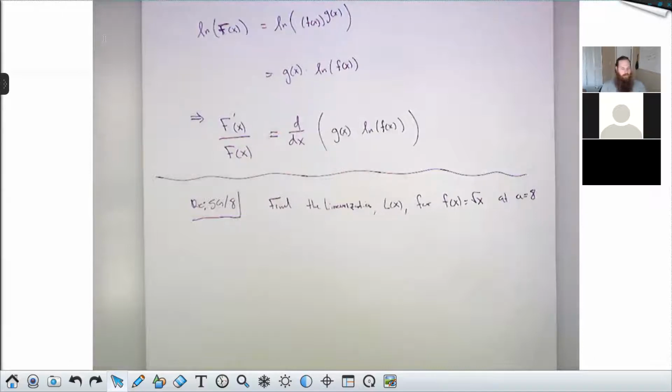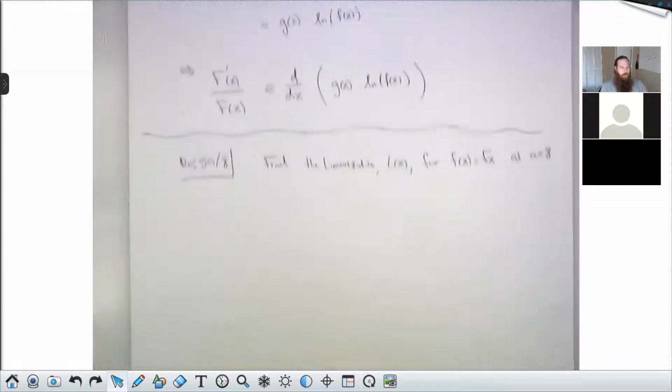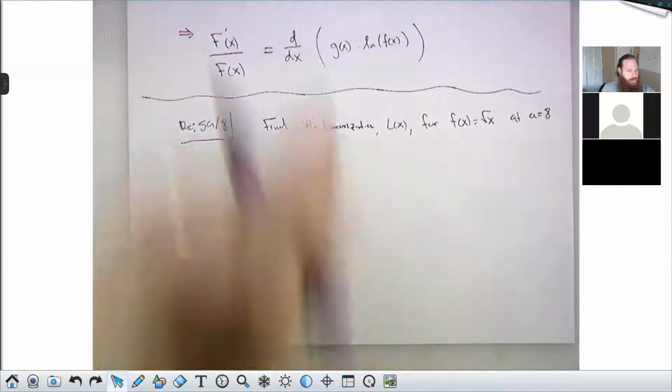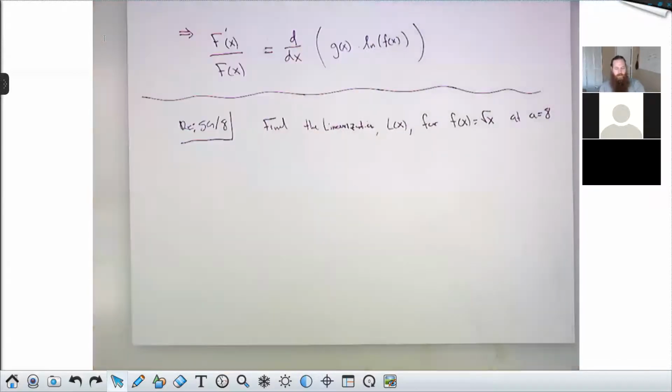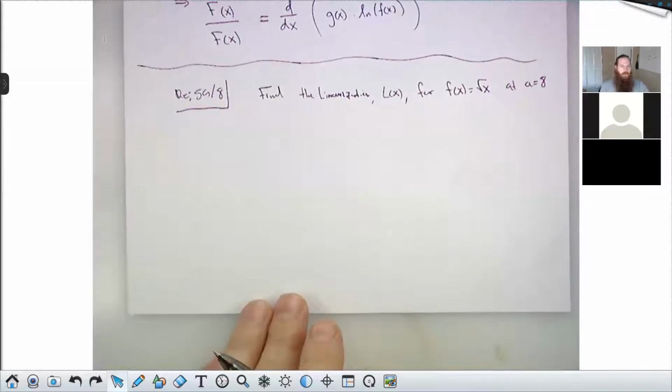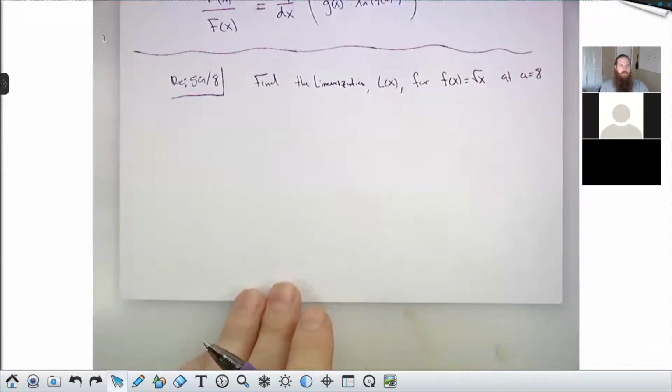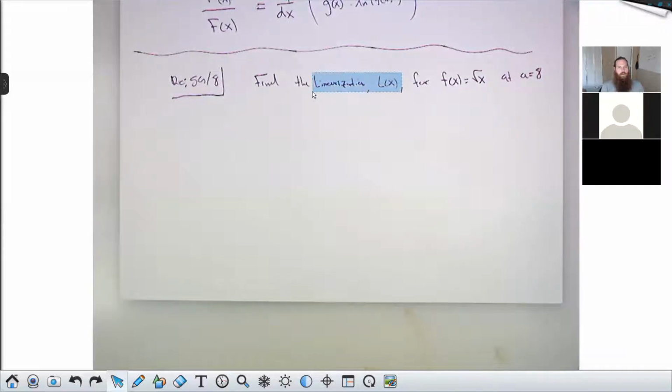So the linearization is something that we use to find approximate values, right? It can be a useful tool for approximating values of a function. Kyle has the main idea there. The linearization is the tangent line.